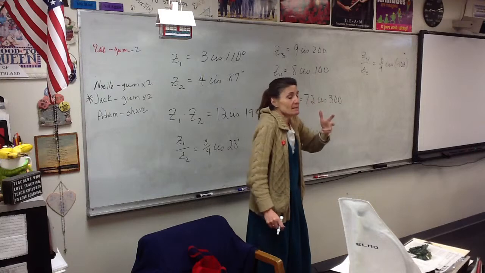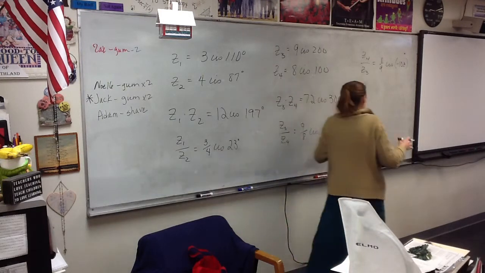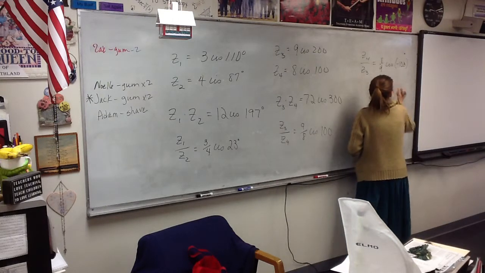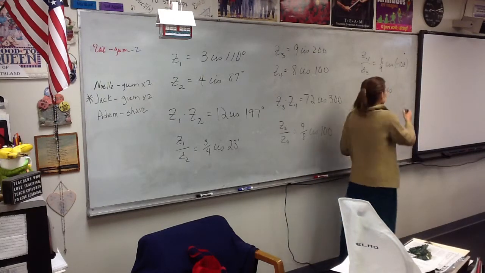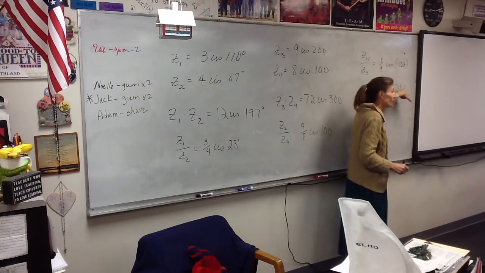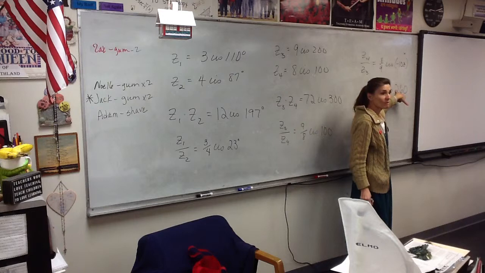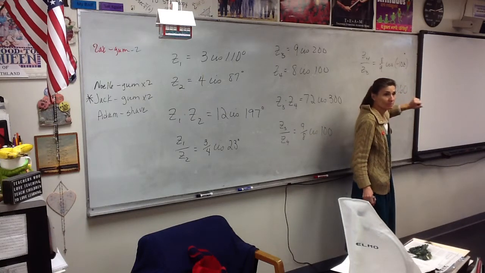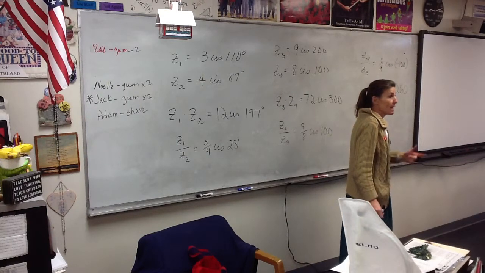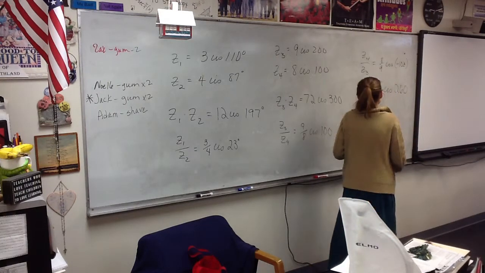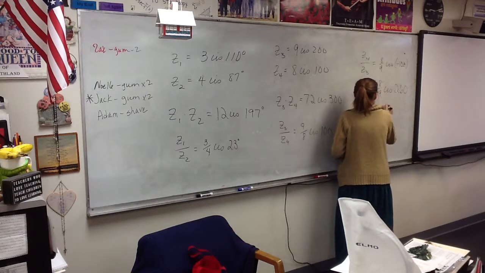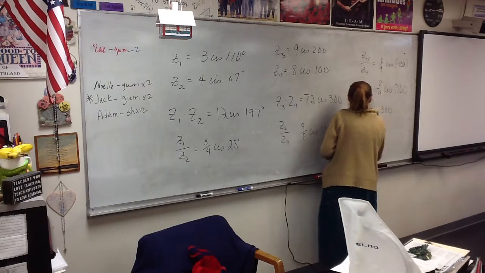So I have to replace the negative 100 with an angle that's the same as negative 100. So can you think of what that might be? 260. In other words, we need a coterminal angle. And how do we find coterminal angles? Add or subtract 360.